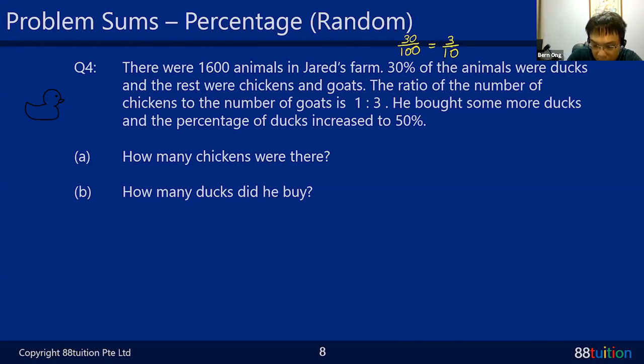And the 10 represents what? 10 represents the animals. So the total animal is 10. And 3 is the what? 3s are ducks. Can you see? So that's the meaning of the fraction down here. So there were 1,600 animals, you know. So I have the total.